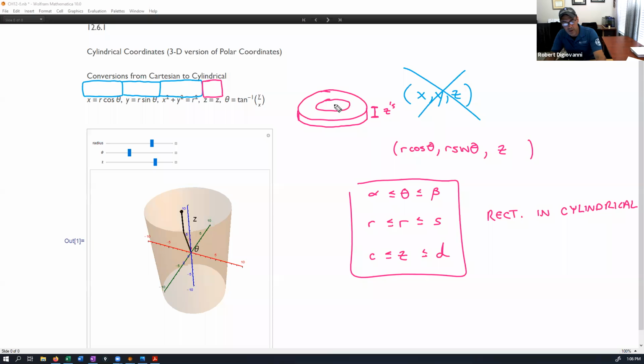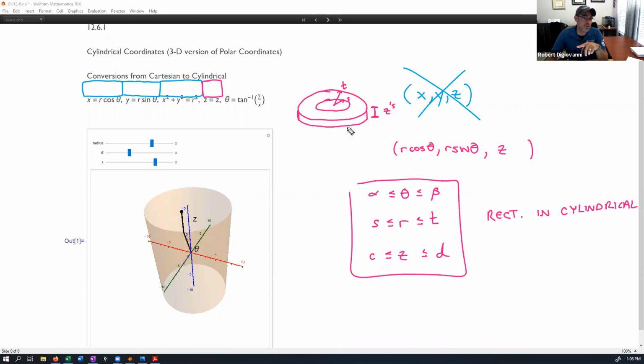Also, we have an inner radius and an outer radius. I shouldn't have used r and s, sorry. Let me use s and t. So we have an inner radius of s and an outer radius of t. And then in this case, what's our theta stuck between in this particular picture? 0 to 2 pi, right?